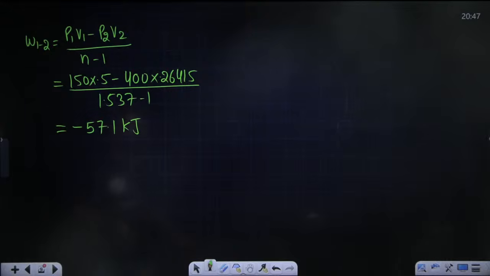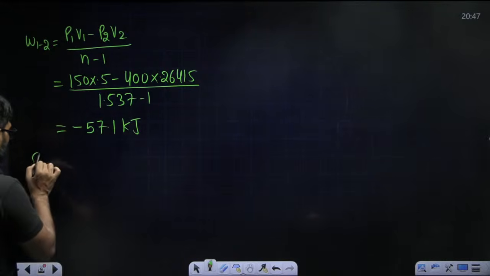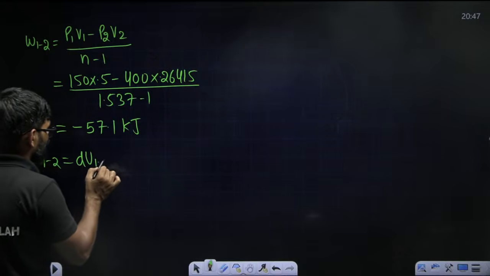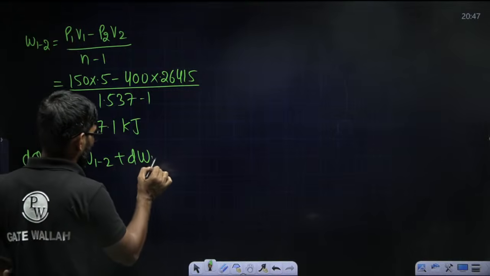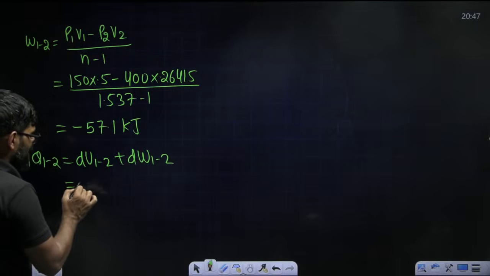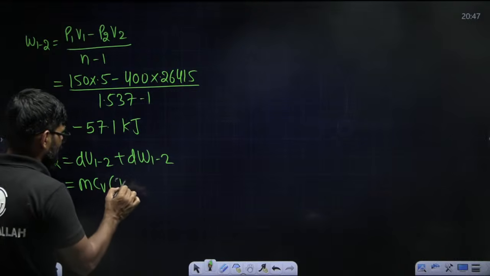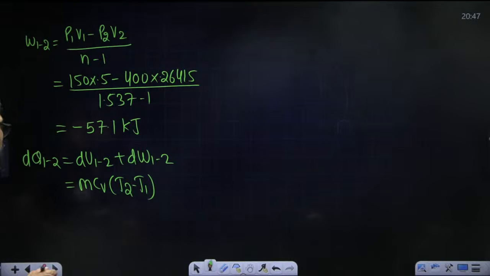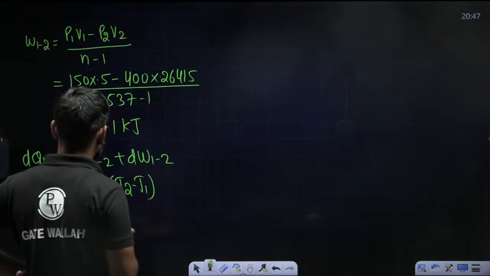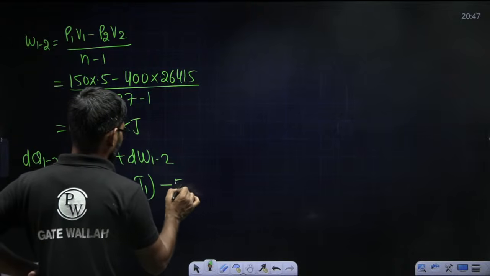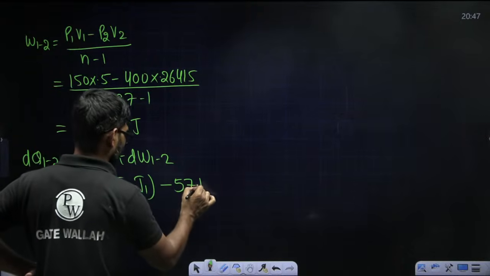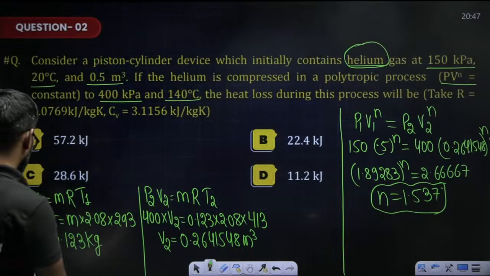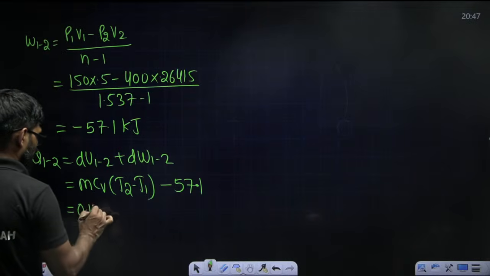But actually we have to find out heat transfer. So we know, right, dQ1 to 2 is equal to dU1 to 2 plus dW1 to 2. So dU1 to 2 value will come mCv T2 minus T1, right? Yeah, mCv T2 minus T1 minus 57.1. Right, m value was how much? M value is 0.123.